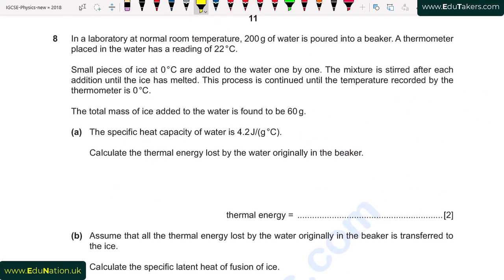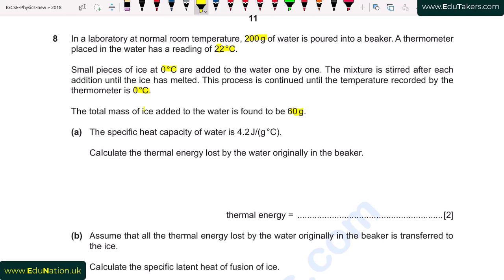Question number 8. In a laboratory at normal room temperature, 200 grams of water is poured into a beaker. A thermometer placed in the water has a reading of 22 degrees C. Small pieces of ice at 0 degrees C are added to the water one by one. The mixture is stirred after each addition until the ice has melted. The process is continued until the temperature recorded by the thermometer is 0 degrees C. First of all, the temperature is 22 degrees C and then it decreases until it becomes 0 degrees C. The total mass of the ice added to the water is found to be 60 grams.